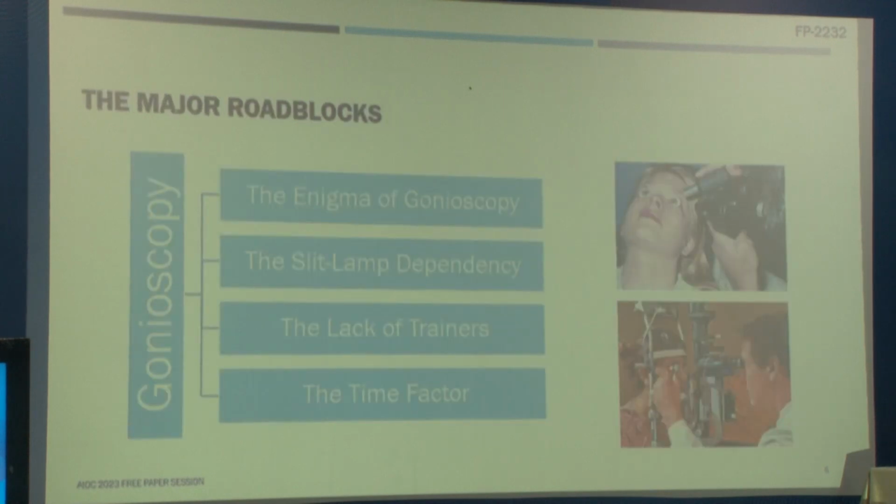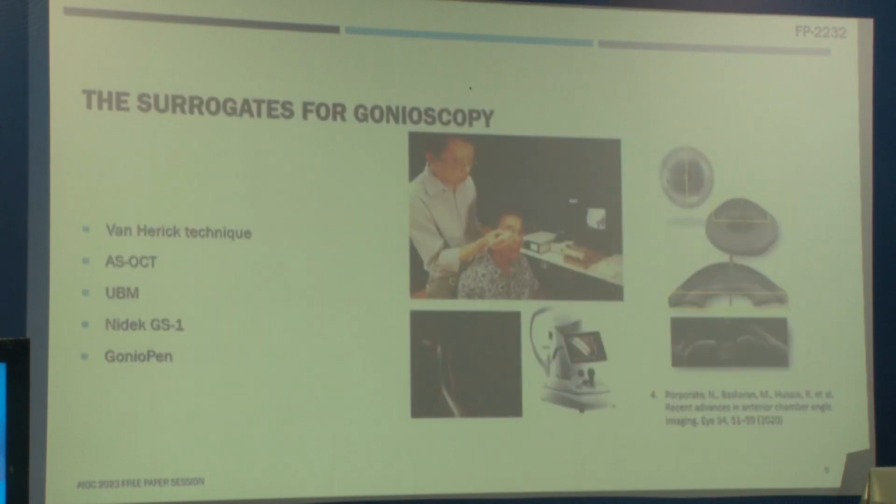So why is it so? It is because of the enigma of gonioscopy, the dependency on the slit lamp, the lack of trainers who train for gonioscopy, and the time it requires in a busy OPD. So what are the surrogates that are being tried? The Van Herick technique, the AS-OCT, UBM, the gonio imaging device from Nidek, and the Gonio Pen.